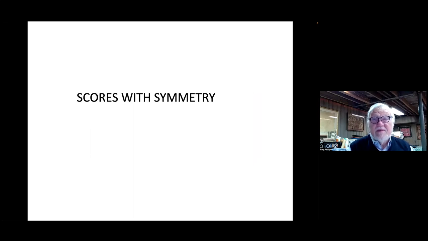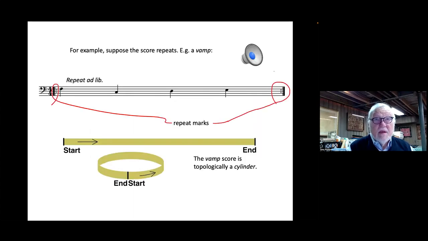So what happens when we have symmetry in the score? Well, the simplest symmetry is just translational symmetry. If you have a score which repeats, that is what we call a vamp. They play it while they're waiting for something to happen, right?